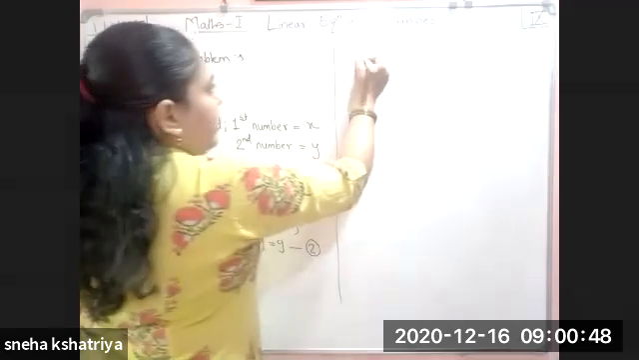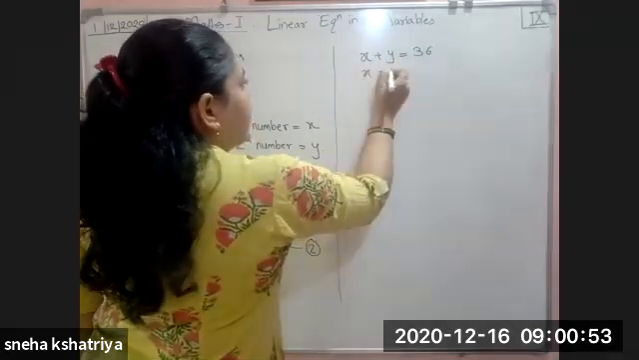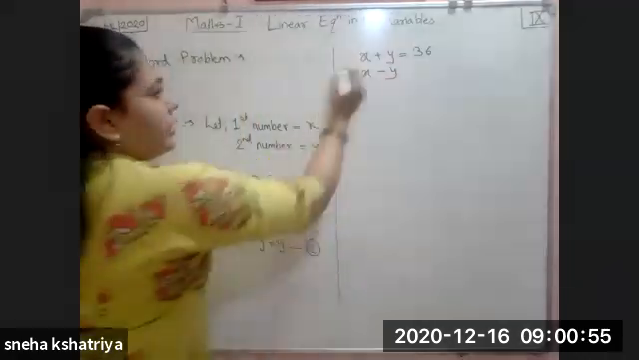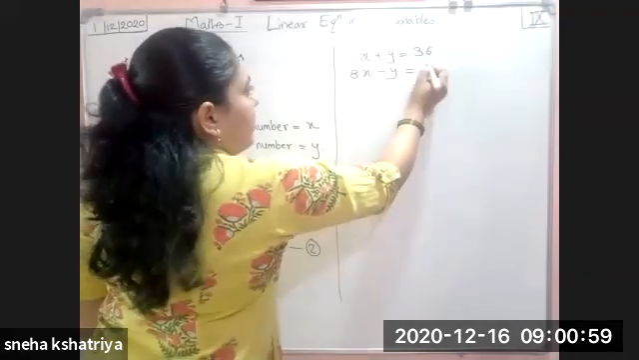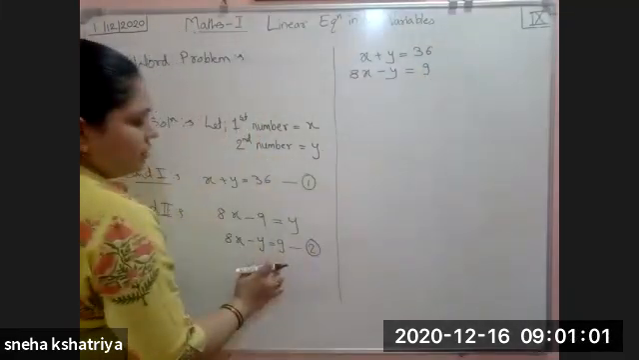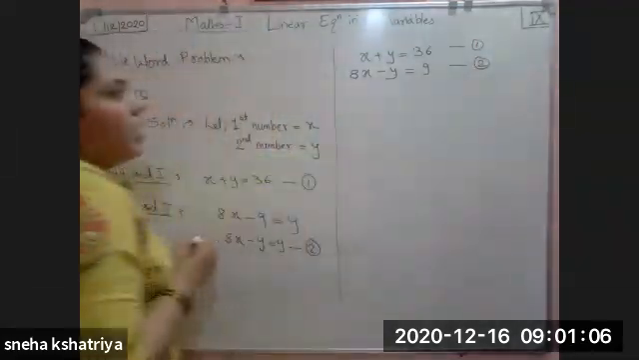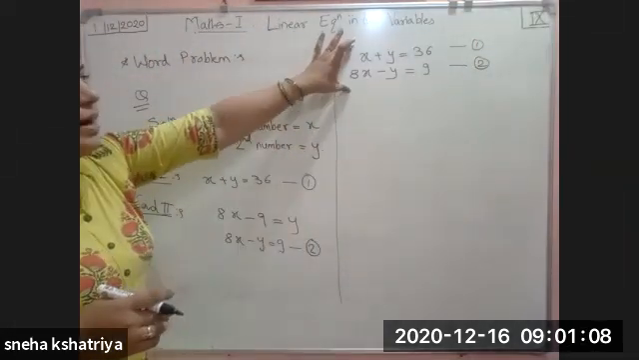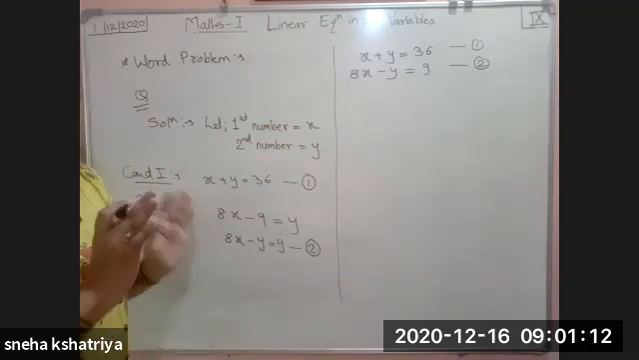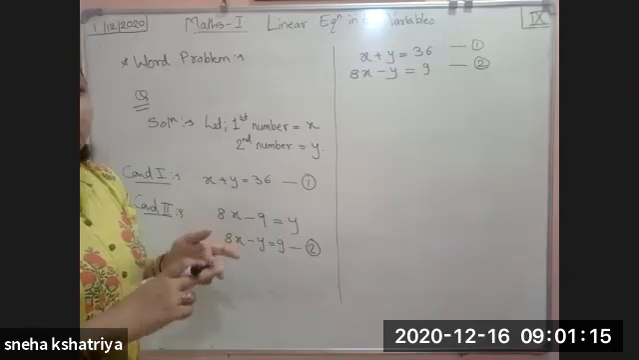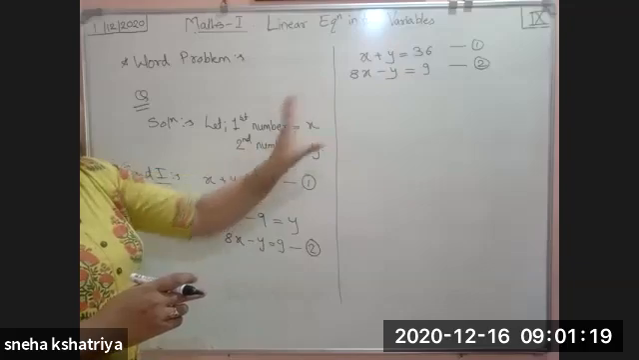So this is your first equation and this is your second equation. I will write them: x plus y is equal to 36, and 8x minus y is equal to 9. This is equation 1 and this is equation 2. These are the mathematical statements. Now you can solve this example by any one method. They have not specified whether you have to solve by elimination method or substitution method. Whichever is convenient for you, you can use.